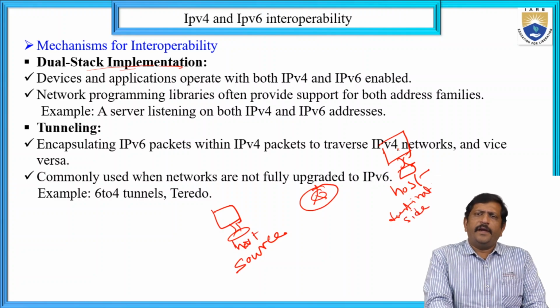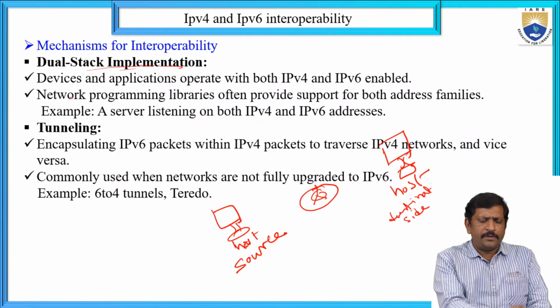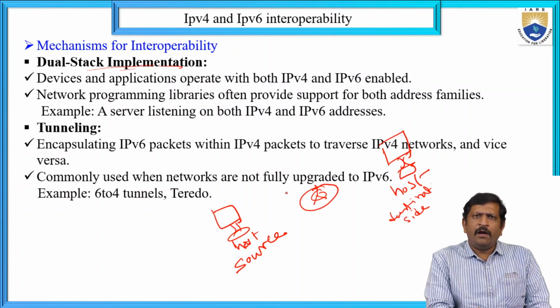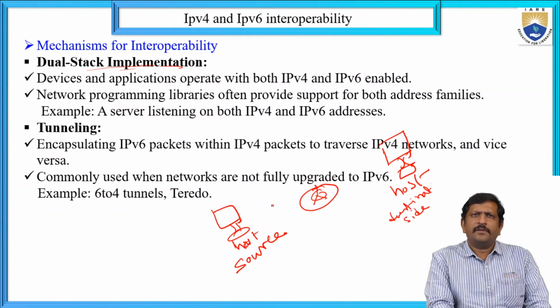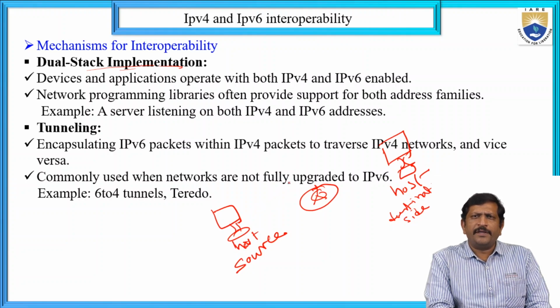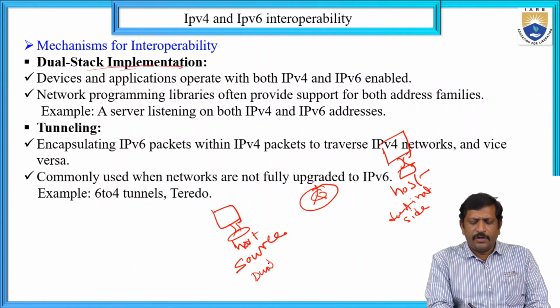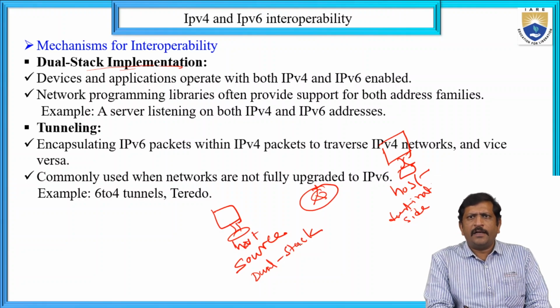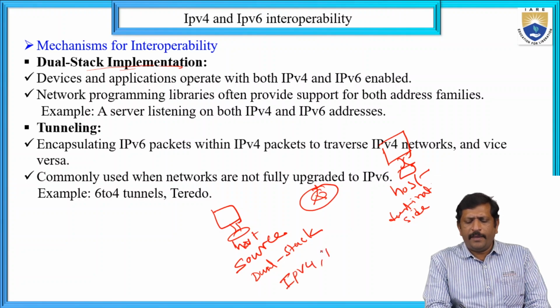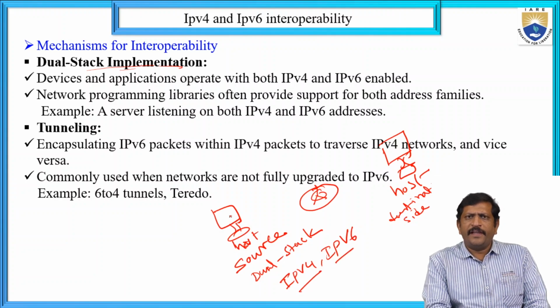The meaning of interoperability is that devices and applications operate with both IPv4 and IPv6. So this device is a dual stack device. We can say it is a dual stack device whenever the device uses both IPv4 and IPv6 protocol versions. We can say it is a dual stack host.